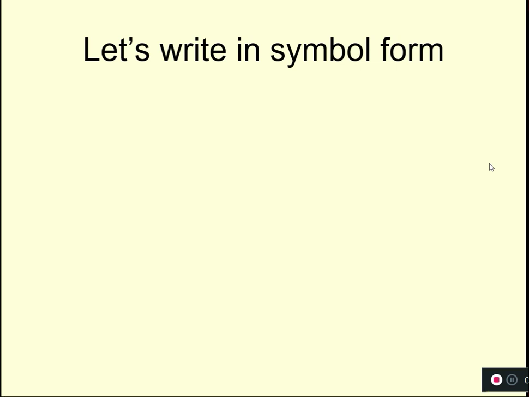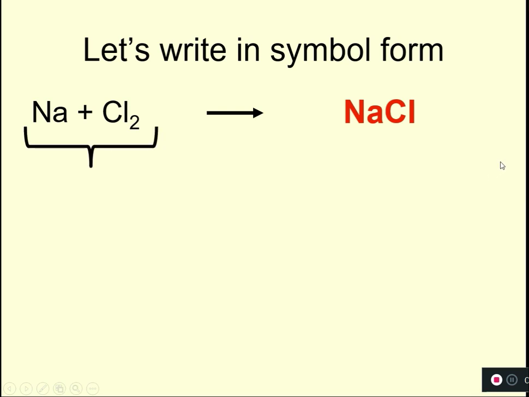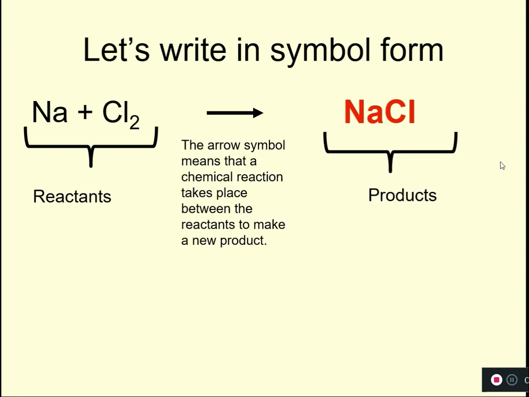We normally write it in symbol form. So sodium and chlorine: sodium is Na, chlorine is Cl2, and the product is going to be sodium chloride, or salt, NaCl. So Na and Cl2 are the reactants, and NaCl is the product. And again, there's that arrow in between.